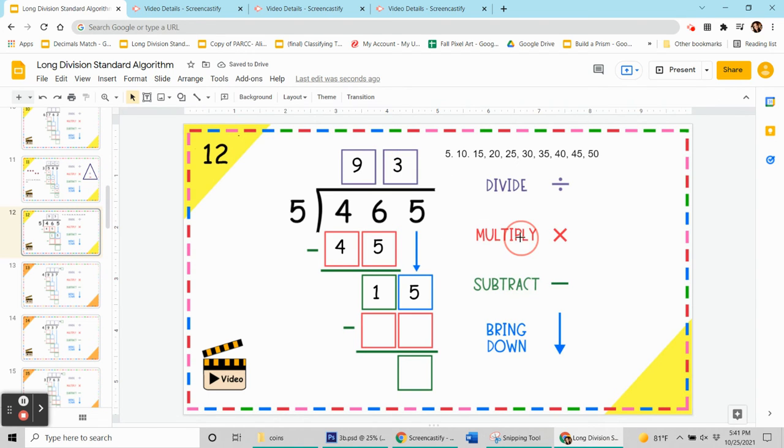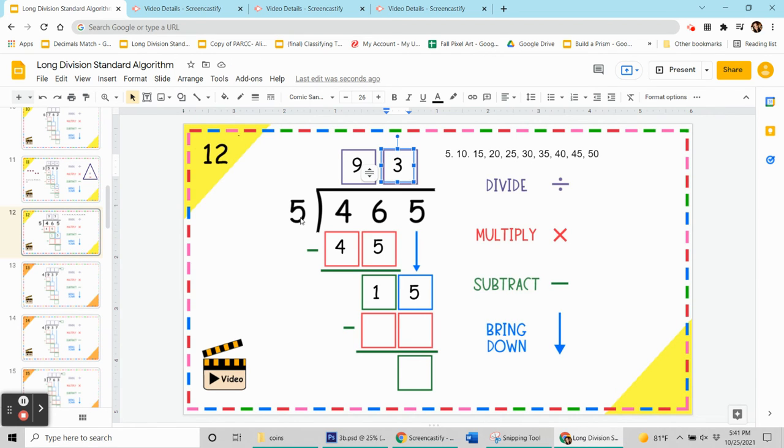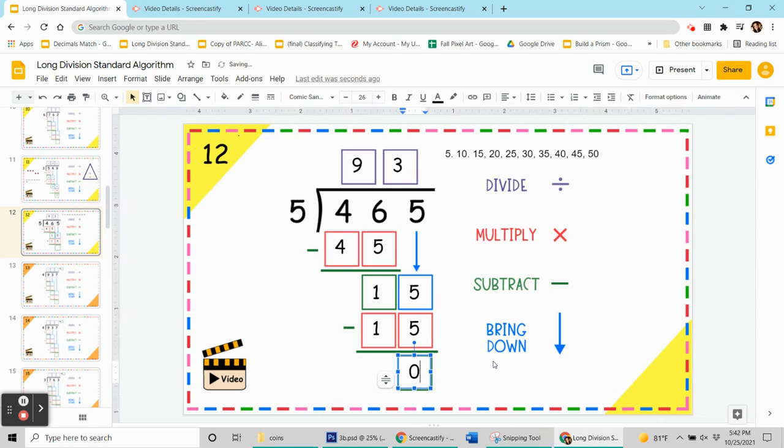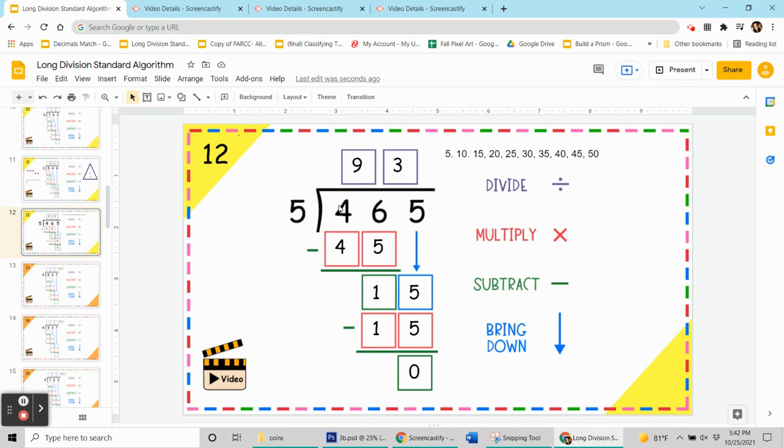Next step is to multiply the last thing we touched, which is this 3 with the same 5. So 3 times 5 is 15. And then we're just trying to see if there's anything left over. That's why we subtract. So 15 minus 15 is 0, which means there's nothing left over. There's no remainder. That means the number 465 can truly be divided into 5.